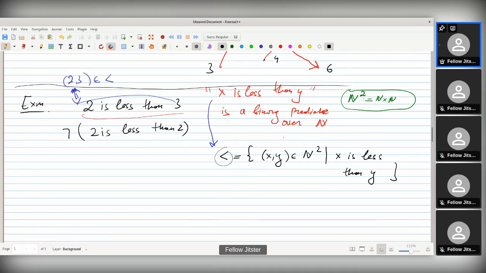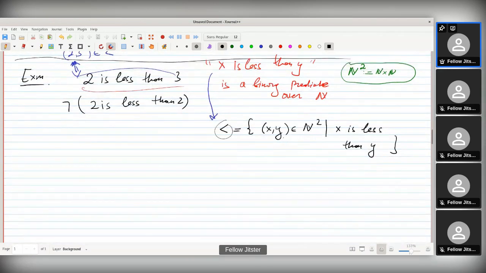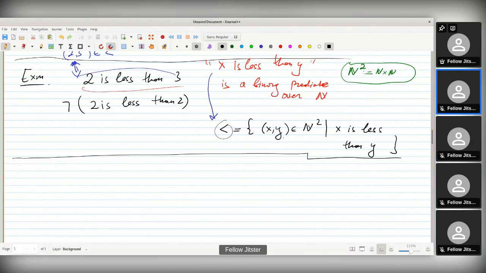So we are going to look at our predicates as binary relations, namely the set of all pairs which satisfy our predicate. Is this idea clear? Or do you have any questions? No. So let us try to make a diagram.